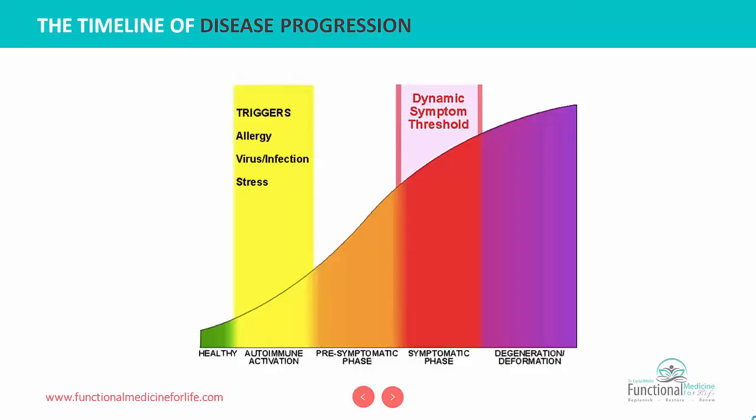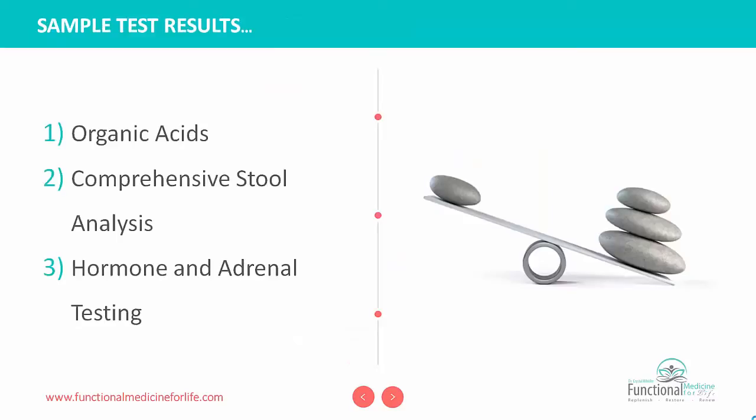So we can't always rely on symptoms, and we can't always wait for degeneration to show up before we do something about our health. So what I'd like to do now is review some of the lab testing that we commonly do with our patients. There's dozens of tests that we can choose from. Our job is to provide the testing that corresponds with the patient's presentation.